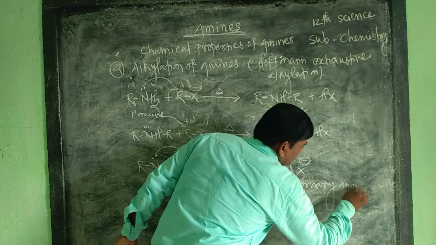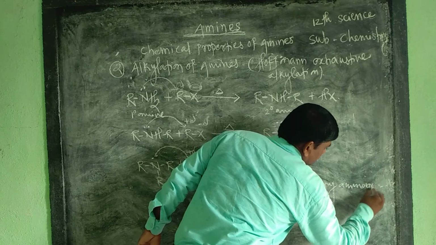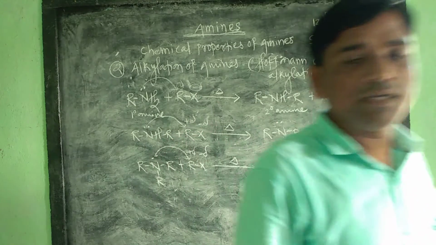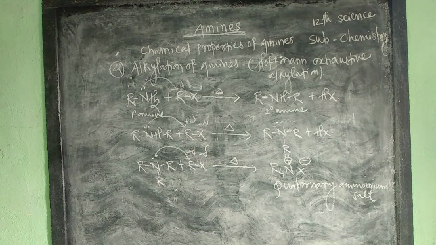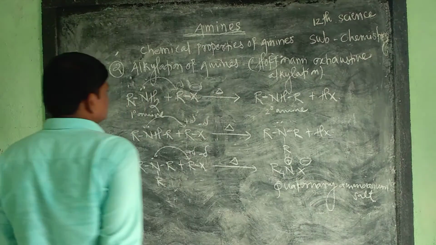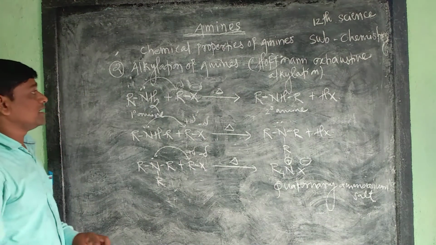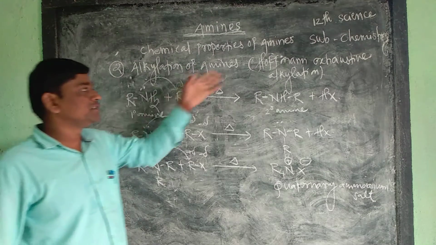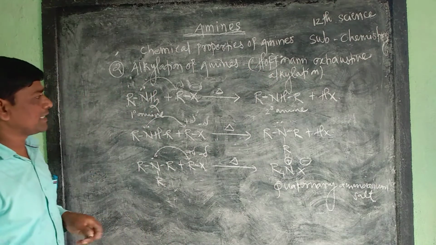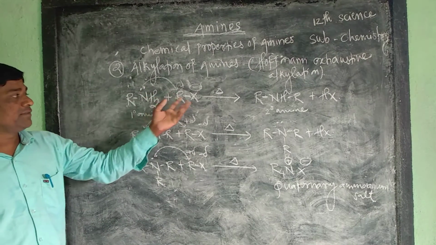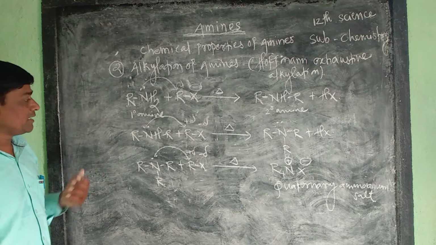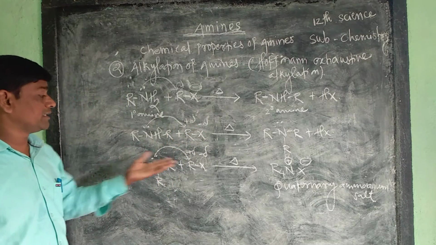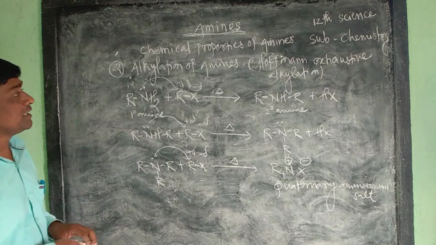Quaternary ammonium salt. This is known as a quaternary ammonium salt. In this way we can prepare the quaternary ammonium salt from this primary amine. Okay, now this is an alkylation of amines, and that alkylation of amines is known as Hofmann exhaustive alkylation. When primary amine is reacted with the alkyl halide, we get the secondary amine. The secondary amine again reacted with the alkyl halide, we get the tertiary amine, and tertiary amine again reacted with the alkyl halide. It is known as a quaternary ammonium salt.